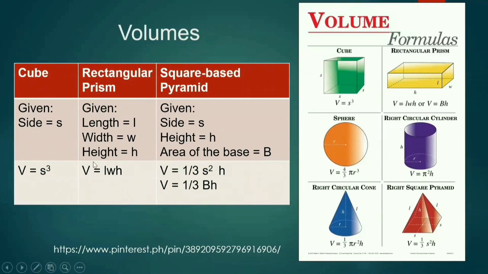For the volumes, we have the volume of a cube is equal to s cubed. The volume of a rectangular prism is equal to length times width times height. And the volume of a square base pyramid is equal to 1/3 of the area of the base times the height, or 1/3 of s squared times the height.